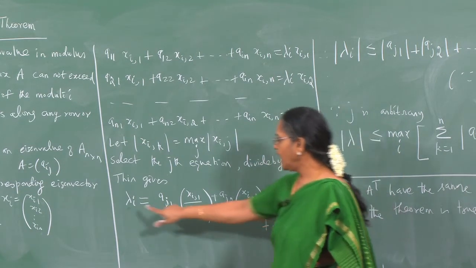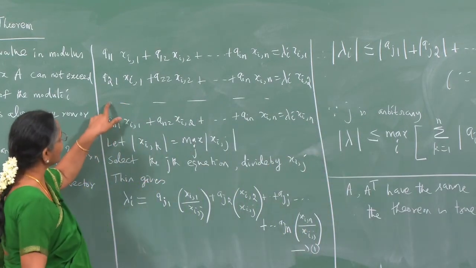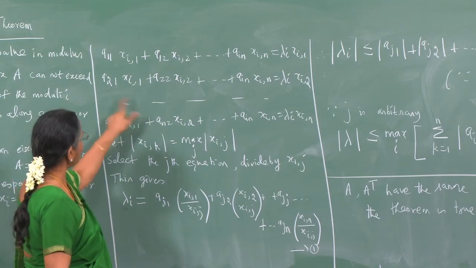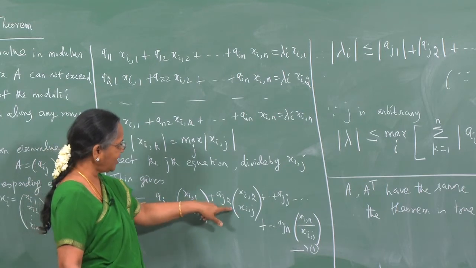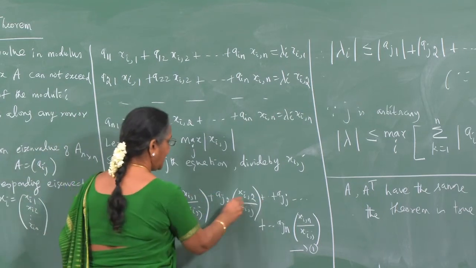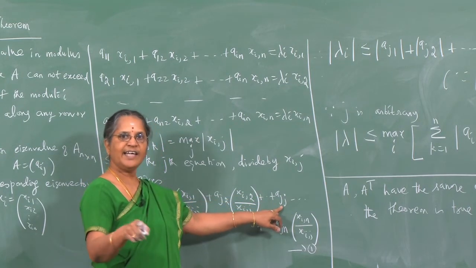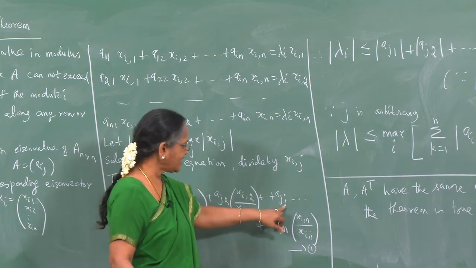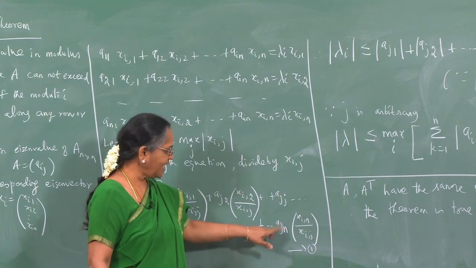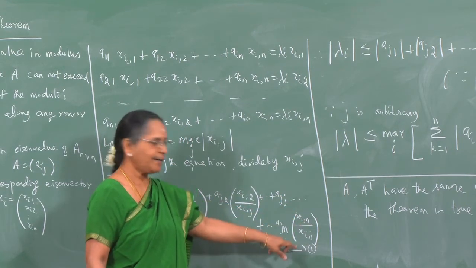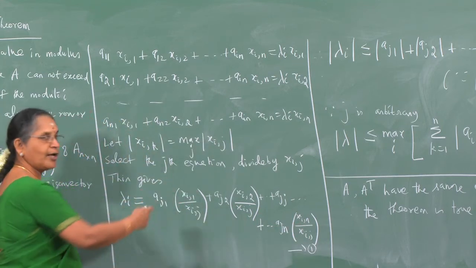So, that will give you lambda I is equal to aj1, that will be the first term here, aj1 xi1, that divided by xij. Then the next term aj2 xi2 divided by xij, and so on. Then I will have a term ajj xij, I divide it by xij. So, that simply gives me ajj plus etc. plus ajn into xin by xij.